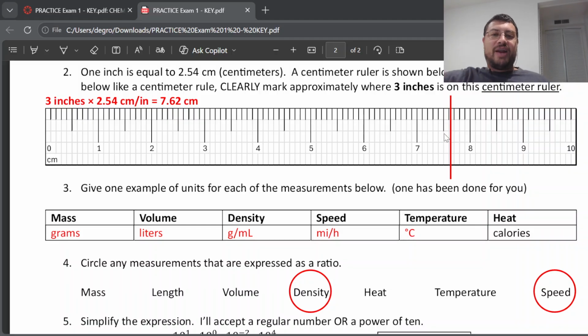Where I wouldn't give credit is if someone marks 3 centimeters to be 3 inches. That won't get credit. If someone's too far off in this area or that area, I wouldn't give credit either. But if someone's close to this 7.5 or to 7.6, I'm going to give full credit. I'm not going to nitpick on this first exam. Once we get more used to unit conversions, I will be more nitpicky about that. But for a first exam in the second week of the semester, I'm not going to nitpick that.